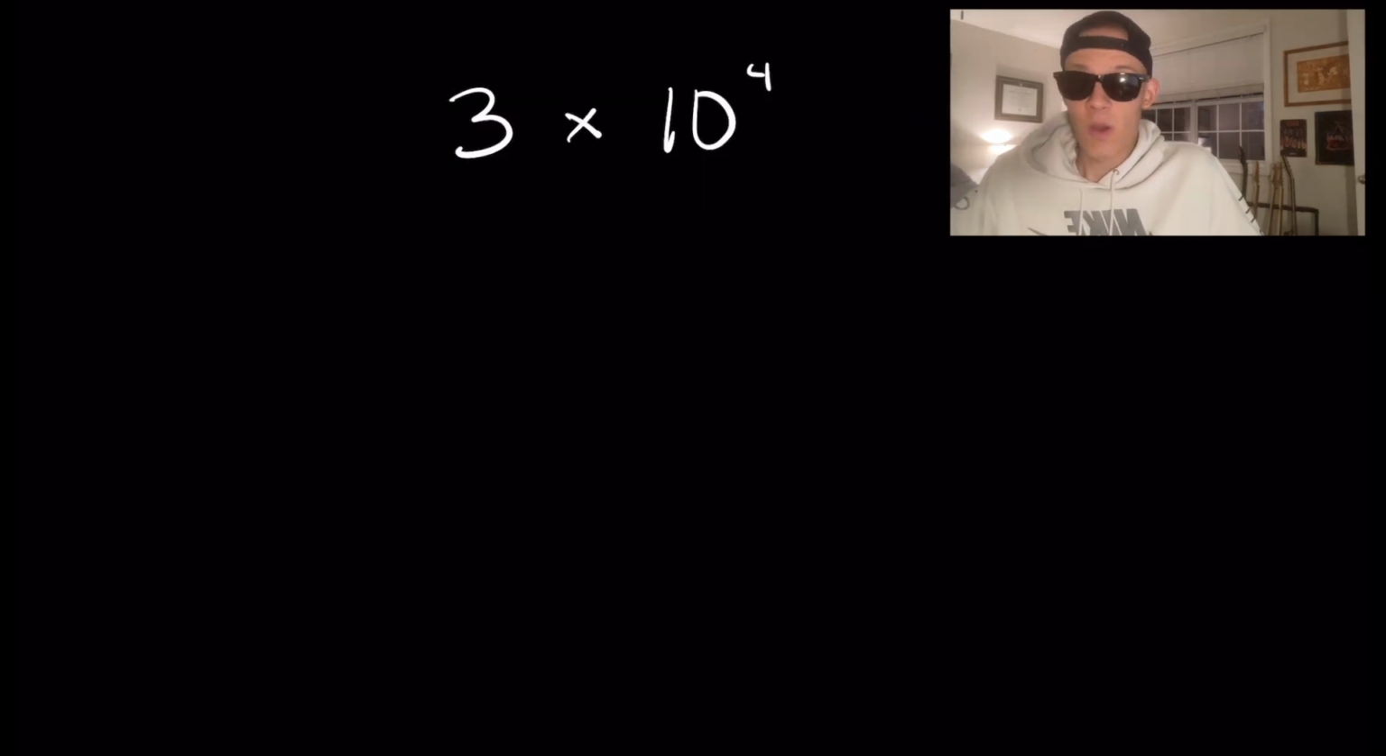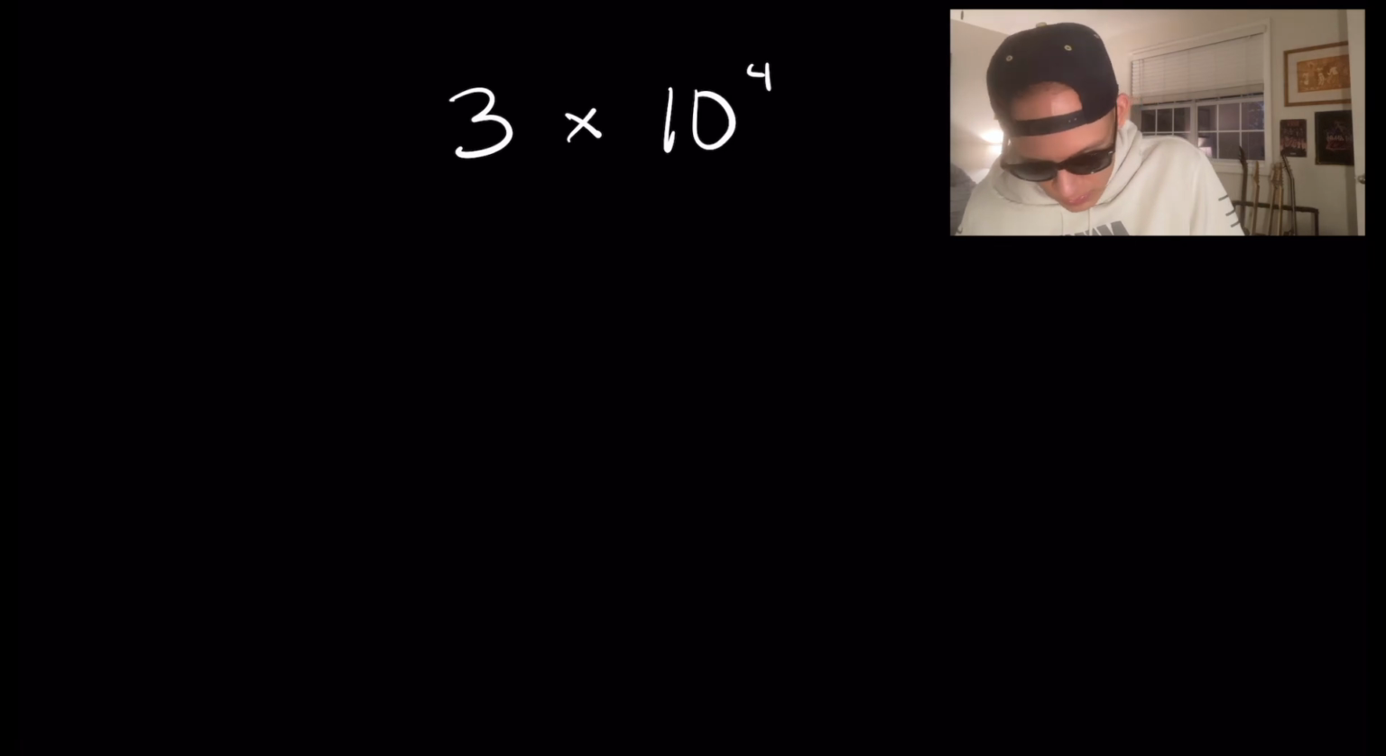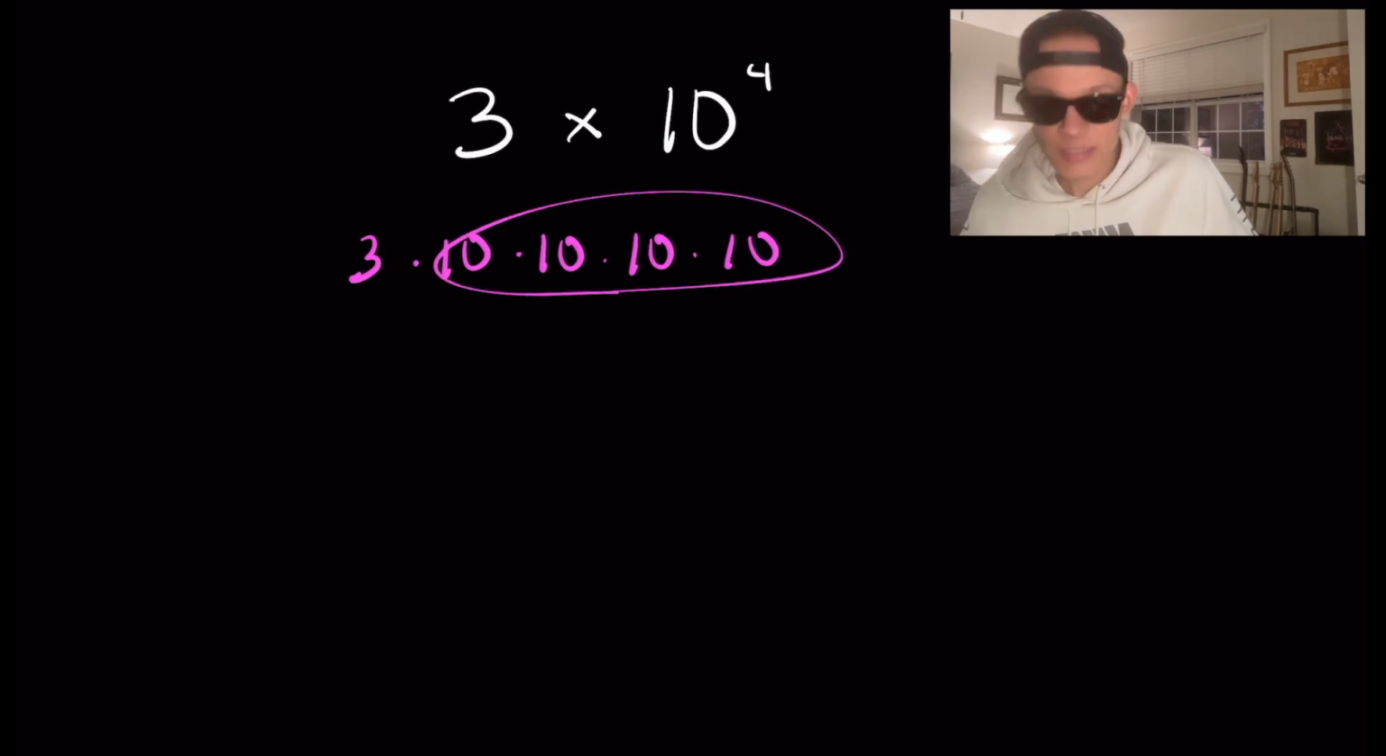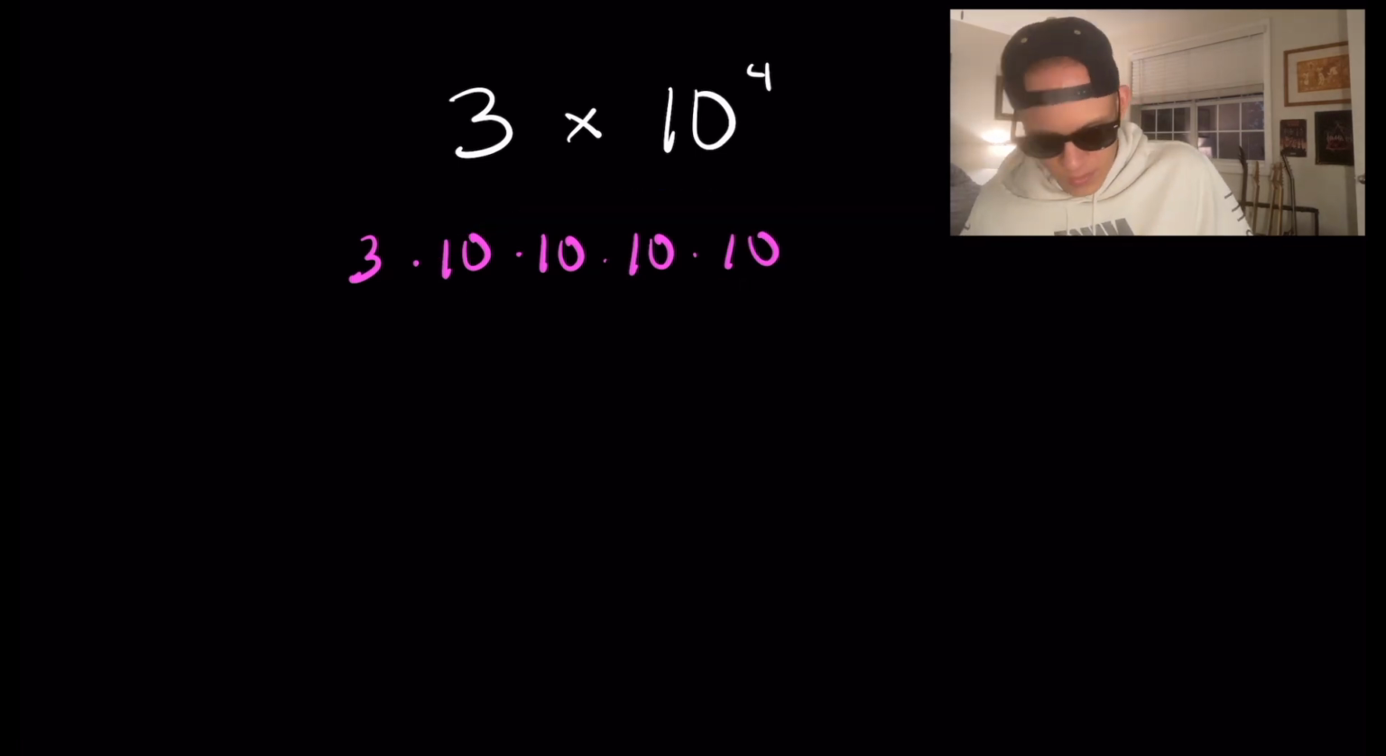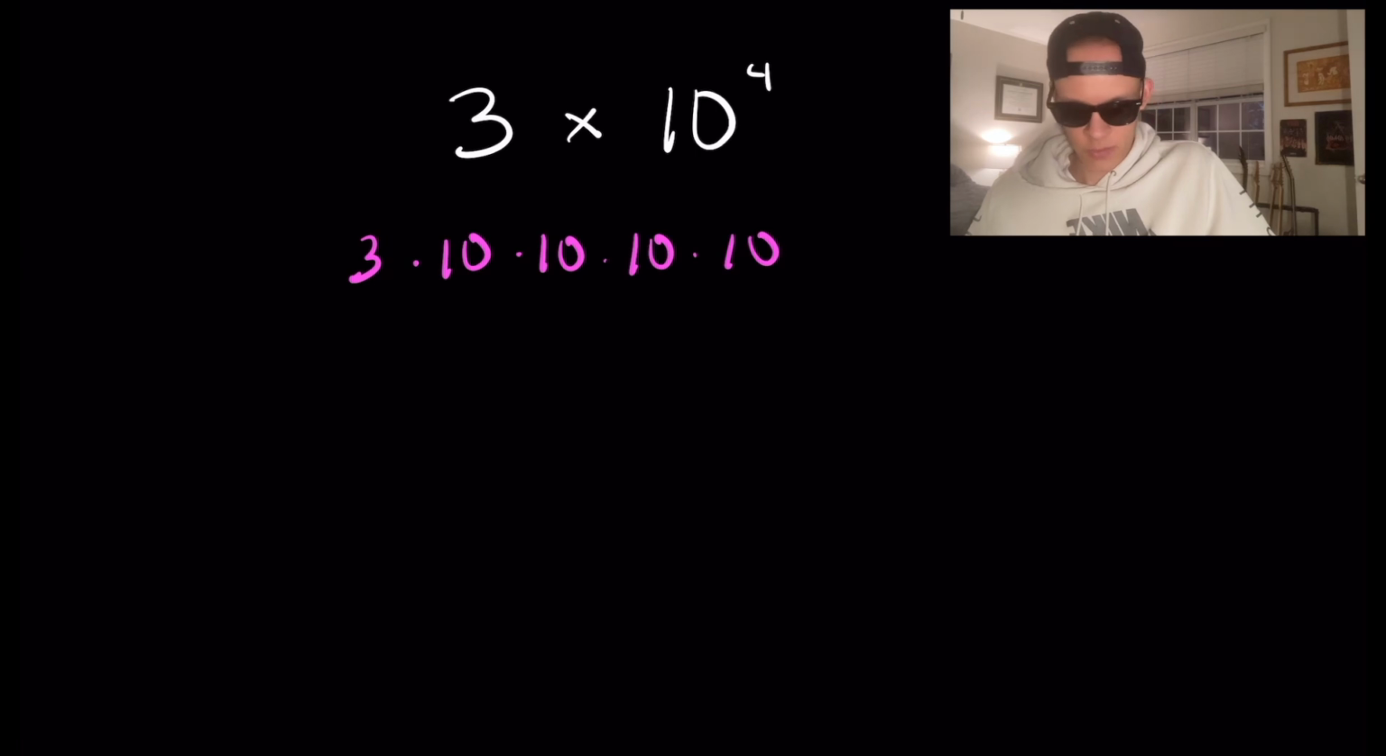If you're curious as to why that shortcut of moving the decimal place works, let's look and see what's actually going on. Let's break it down. So 3 times 10 to the fourth. What is 10 to the fourth? That's 10 times 10 times 10 times 10. So let me replace 10 to the fourth with what I just said. So I'll have 3 times 10 times 10 times 10 times 10. Remember, this is 10 to the fourth. And now we'll just do our multiplication going left to right.